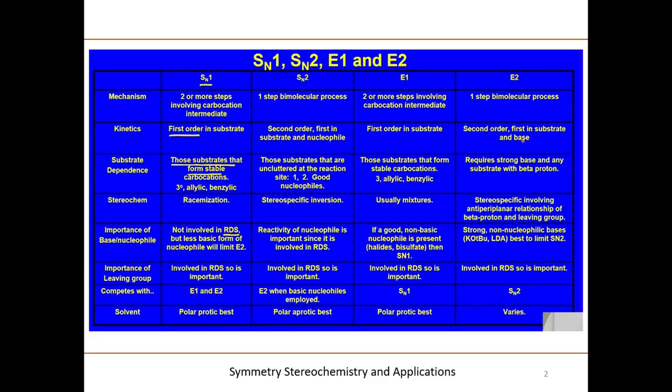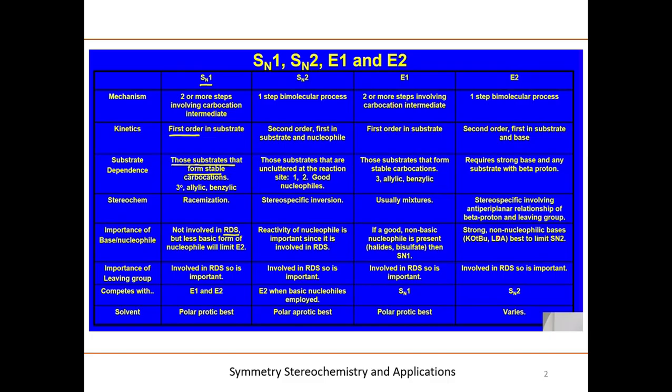So that means the rate is directly proportional to the concentration of substrate and base. In SN2 it depended on the substrate as well as the nucleophile, so here it depends on the base. E2 elimination requires a strong base and any substrate with a beta proton. We will discuss what a beta proton is later. If we talk about stereochemistry, it is a stereospecific reaction with an anti-periplanar relationship between the beta proton and the leaving group. We will do the examples.